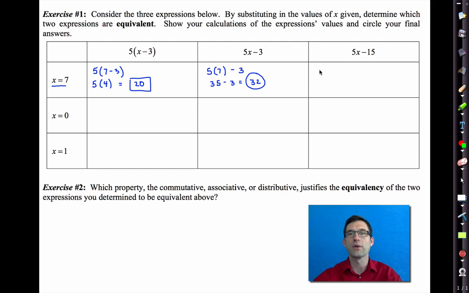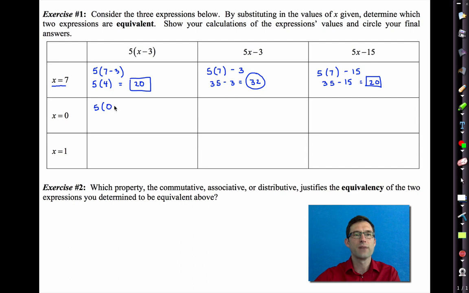Let's try this last one. This last one says that we're going to do 5 times 7, and then we're going to subtract 15. So 5 times 7 is 35, minus 15 gives me 20. Hey, that one's the same. Maybe I'll put it in a square or rectangle, whatever that is. So this gives us evidence that this expression and this expression are equivalent, but they may not be. That's just one value of x. Let's try some other ones.